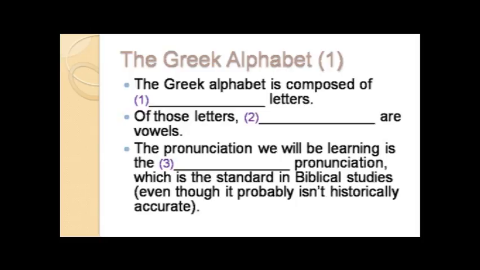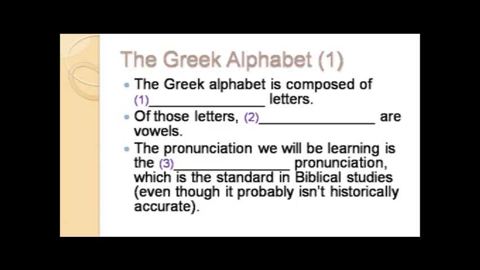As I said the first time, I include some blanks on some of the slides, just so that people have something to do while they're listening. You know, write things down, that sort of thing. It helps people pay attention a little bit more. So first thing that you need to know is that the Greek alphabet is composed of 24 letters, two shy of how many we have in English. Now of those letters, 7 are vowels, so it's a very vowel-heavy language by comparison.